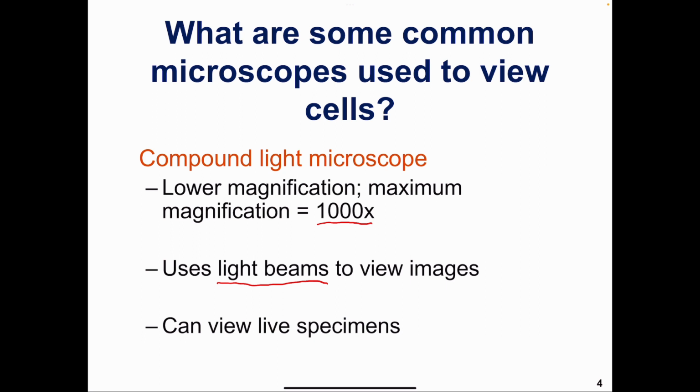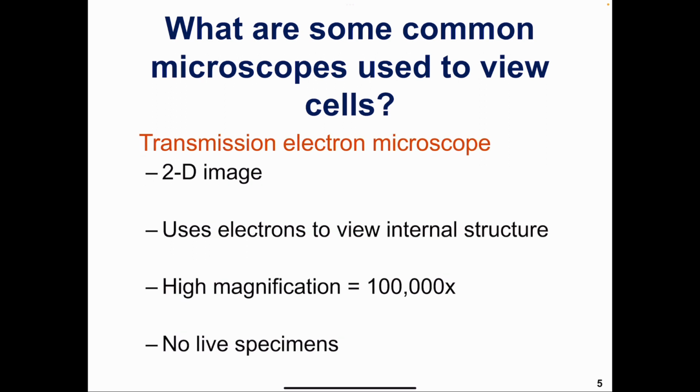In addition to the compound light microscope, we have the electron microscopes. Electron microscopes are characterized by the fact that they use an electron beam to observe structures. This electron beam is accelerated with a very high current. Because of that, it is not possible to observe live specimens, which is a downside.